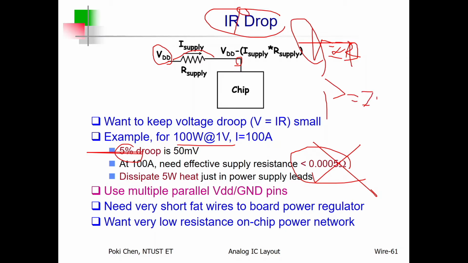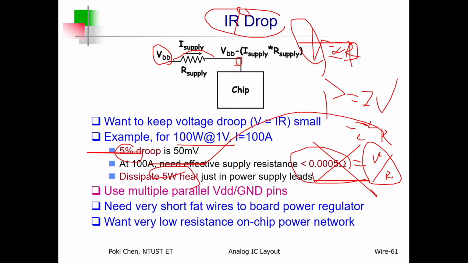according to P equals IV, or I squared R, or V squared over R, for such a simple calculation, you will see 5 watts is already dissipated by the bonding wire. Totally for the chip, you would like to consume 100 watts, right? But even with such a small resistance for the bonding wire, it still consumes 5 watts. Wow! So it means you have only 95 watts left for your core circuit.